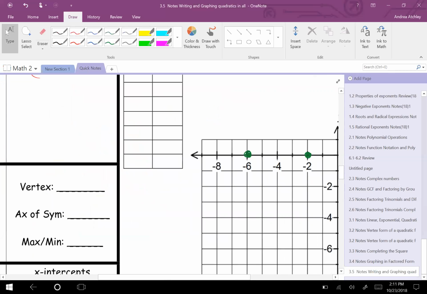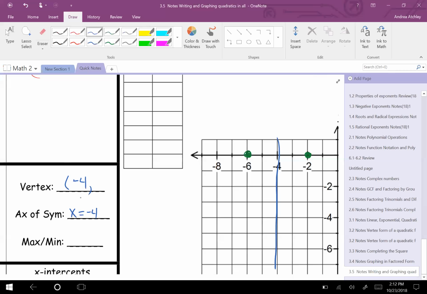Axis of symmetry. I can find the axis of symmetry. What is it? -4. The middle. Remember, axis of symmetry is the middle. So my axis of symmetry is x equals -4 because it's in the middle of my two x intercepts. That is also the x value of my vertex, -4. Now to find the y value, we need to work backwards.